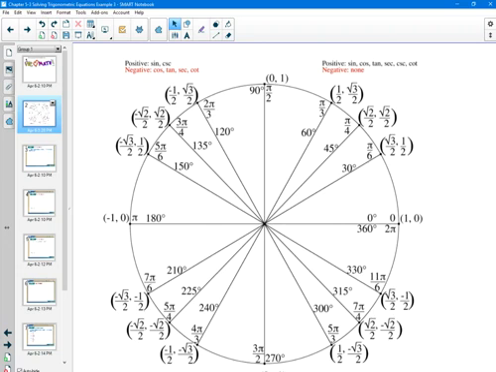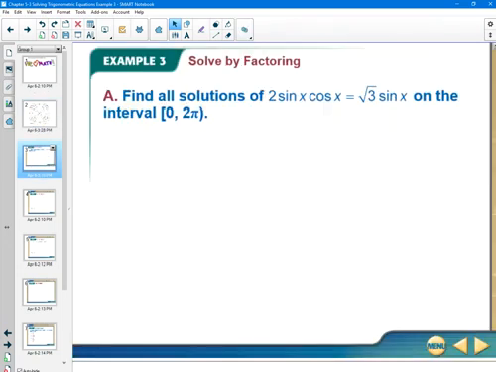And then I'm going to go on to the note. This would be the note that we would be using. Find all solutions of 2 sine x cosine x equals root 3 sine x on the interval of 0 to 2 pi. Now, this one is saying we're going to solve by factoring, which makes sense, but this is different in that the last time with examples 1 and 2, you had to put plus 2 pi n or plus n pi in order to do the problem.